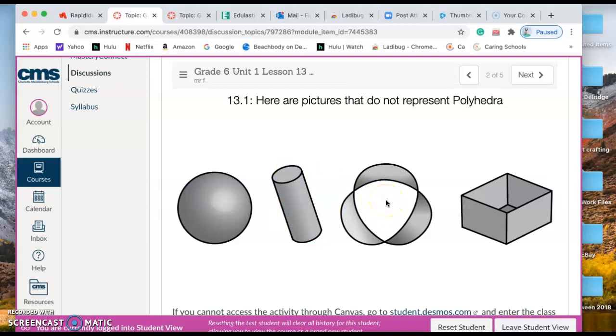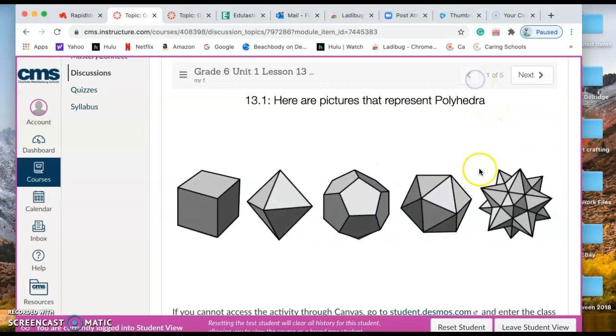This guy has openings and gaps, so it can't be a polyhedra. And this one's like a shoebox, but if you notice, it's open. It's not enclosed, so it's not a polyhedra. It's a rectangular prism, but it's not a polyhedra. They have to be closed, have to have flat sides, and be enclosed.